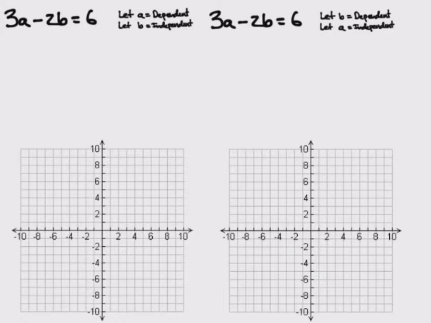Alright, now let's graph all of the solutions to 3a minus 2b equals 6. And in our first example, we're going to let a be the dependent variable. And in our second example, we're going to let b be the dependent variable.